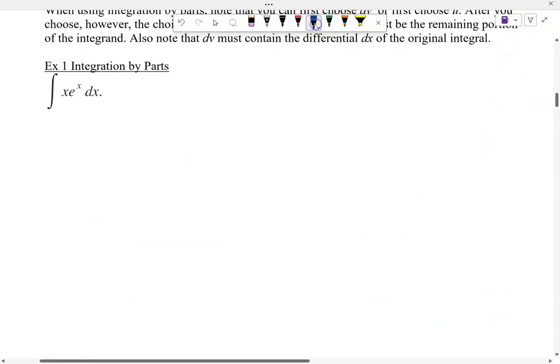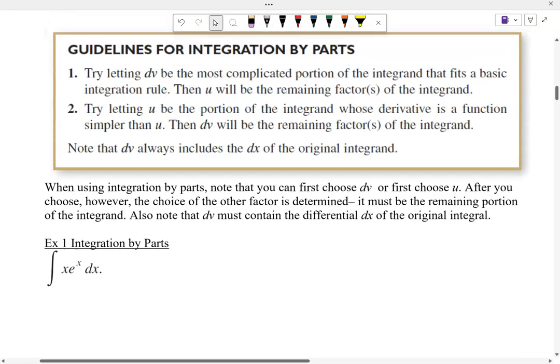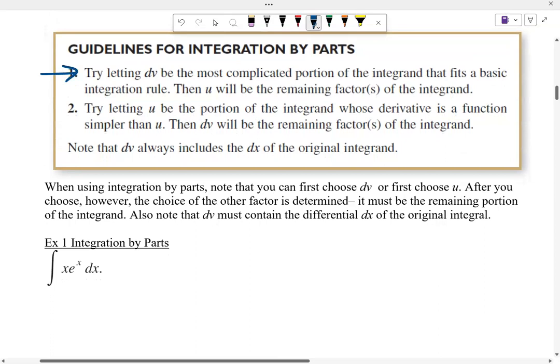So what you want to do is let dv typically be the most complicated portion that fits a basic integration rule. That's kind of the general form. And you're just going to be doing a lot of trial and error when you first try this. And then number 2, guideline: try letting u be the portion whose derivative is a function simpler than u.